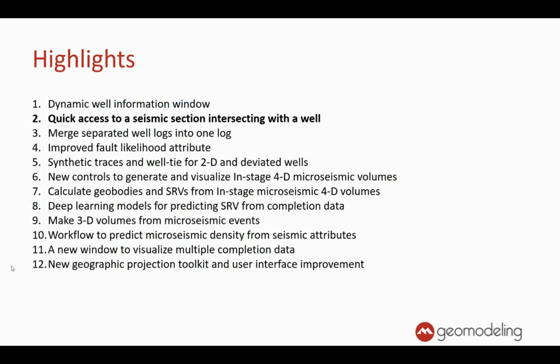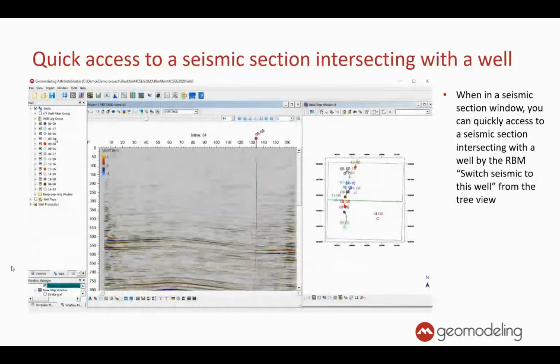The second feature is also a usability related function. We add a quick access to a seismic section intersecting with a well. Before, in a seismic section window, if you want to move to a section intersecting with a specific well, you need to open a base map window and display the well and the seismic section position on base map, and move the section by monitoring it on the base map to see when the line intersects with the well. This process is very time-consuming and not easy to navigate.